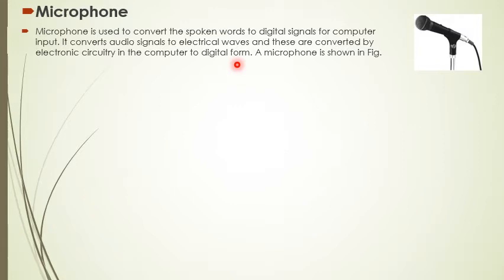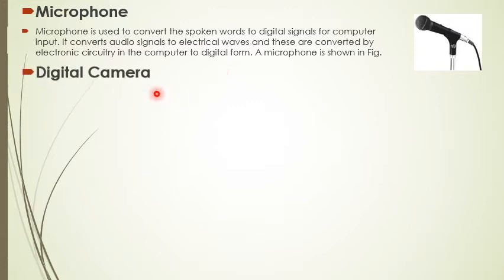A microphone converts an analog signal to a digital signal. The sound which we produce is in analog form. That analog sound will be converted to digital form, and then it will be stored or manipulated inside your computer when required. The diagram also shows a microphone over here.